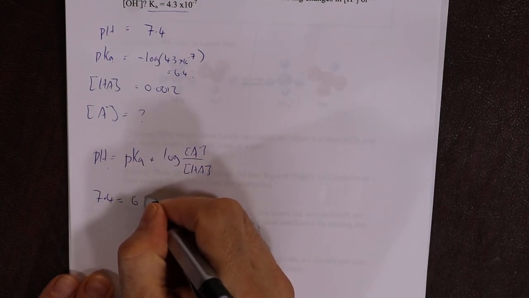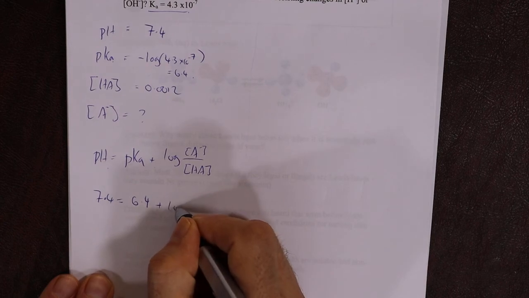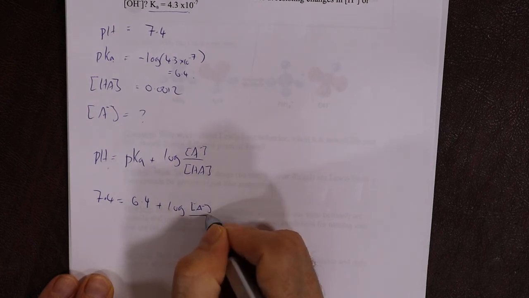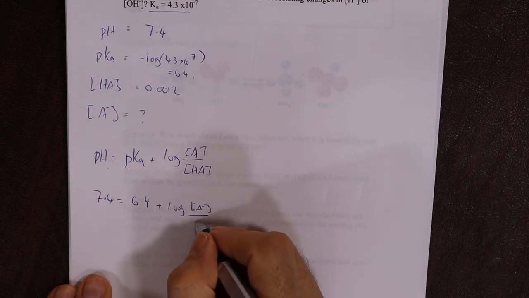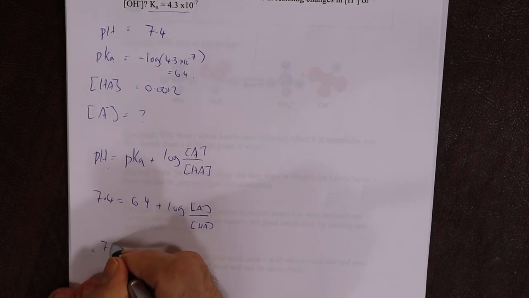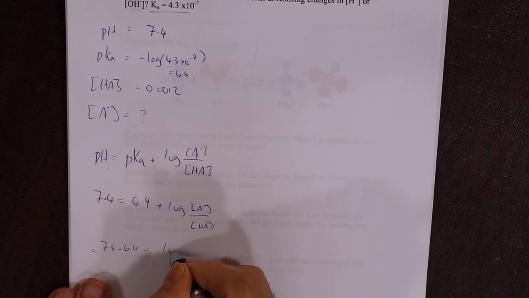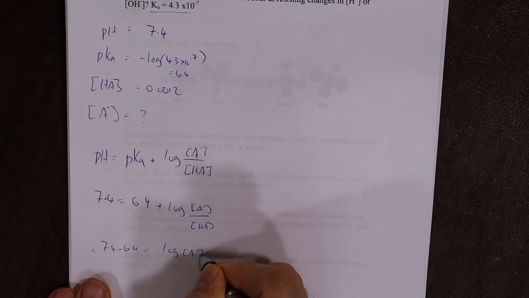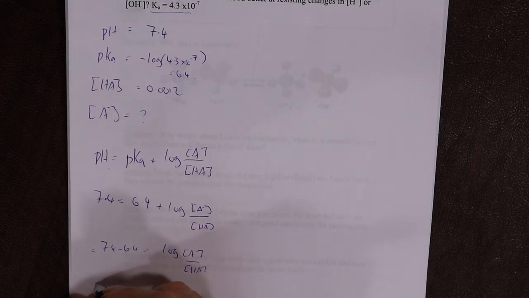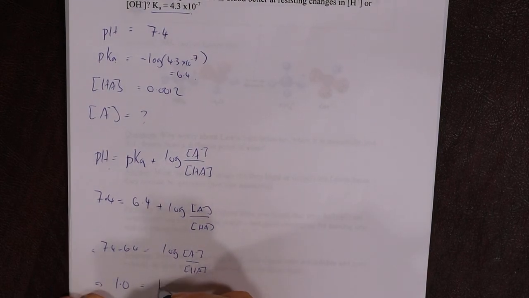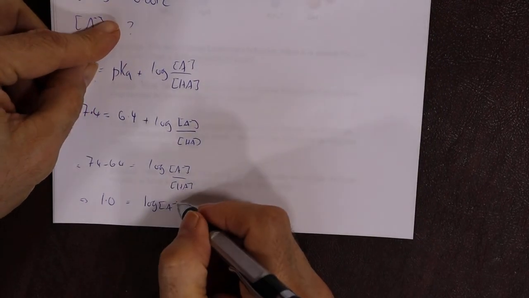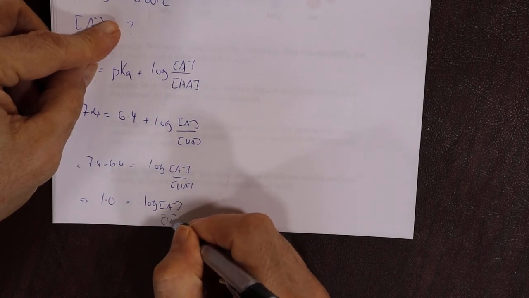pKa 6.4 plus log A minus, which is what we want, over HA. We'll put that number in a minute. Therefore 7.4 minus 6.4 equals log of A minus over HA. You'll see why I didn't address this yet in a moment. 1.0 equals log, make sure you can see, A minus over HA.